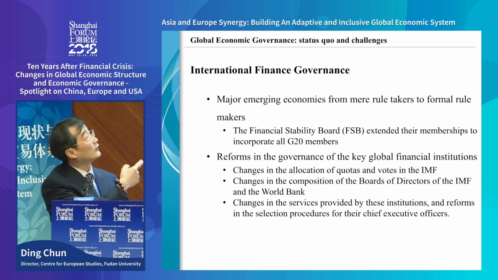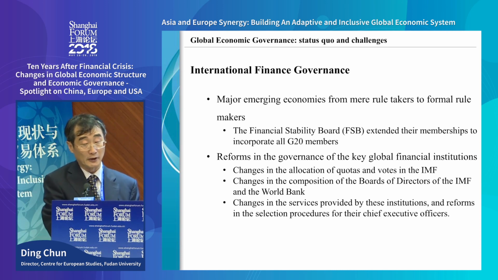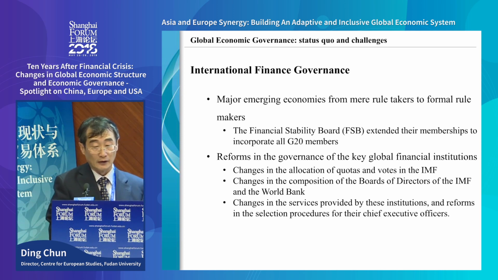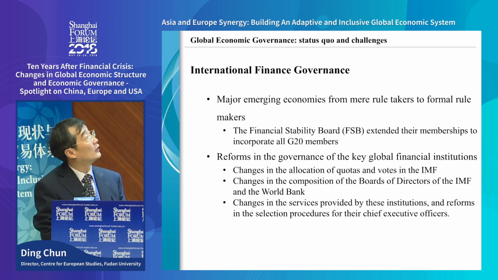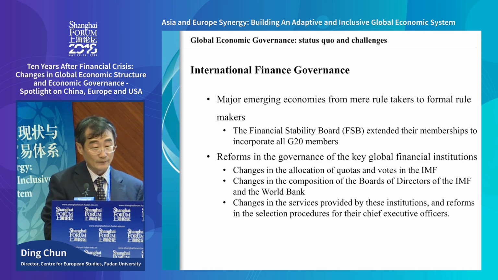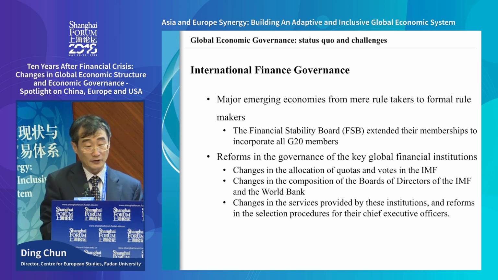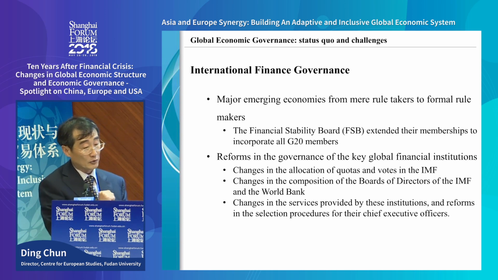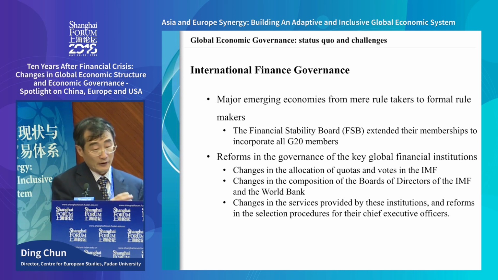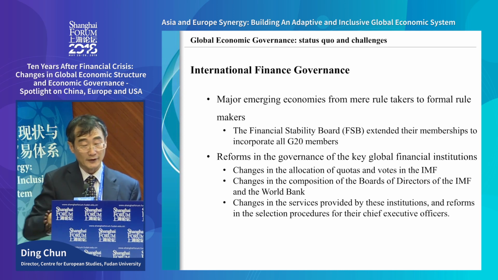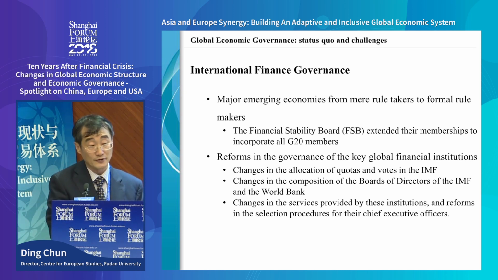Here I just take the example of the Financial Stability Board, which extends its membership to incorporate all G20 members. And also we have reforms in the governance of the key global financial institutions. Here especially I think the changes in the services provided by the institutions and reforms in the selection procedure for the chief executive officers and these kinds of things just show these changes.